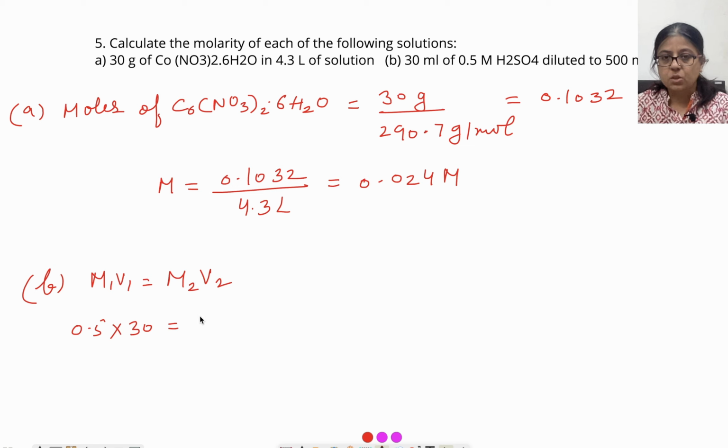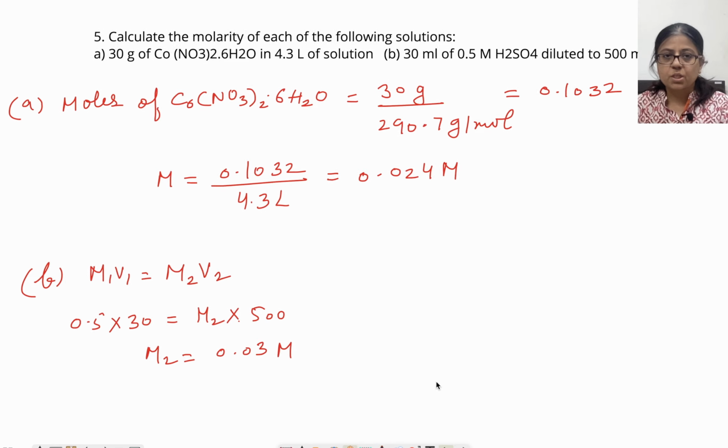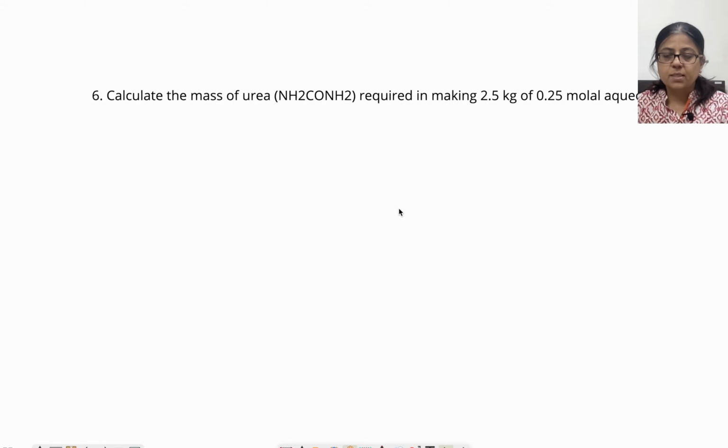M2 is the new molarity of the solution, and V2 is the volume of the solution, that is 500 ml. How to calculate the value of M2? This will be equal to 0.03. Okay, so it will be equal to 0.03 molar solution. This is how we can calculate question number 5. Now see the next question.